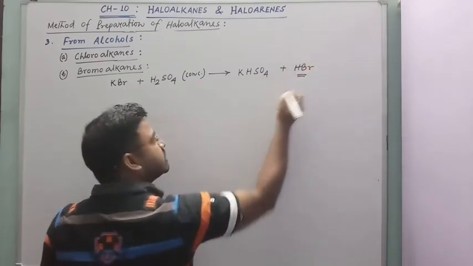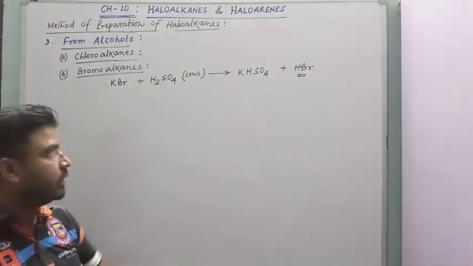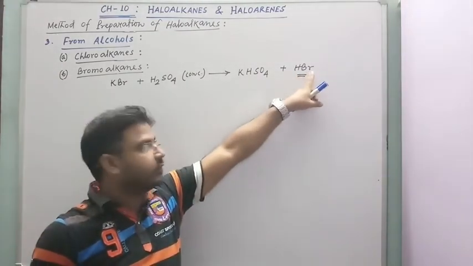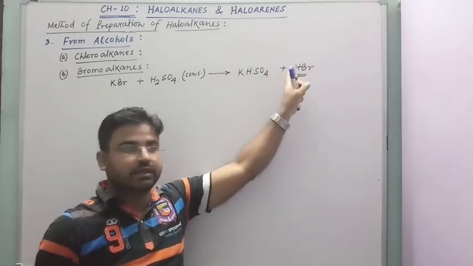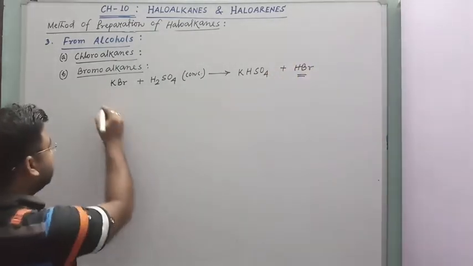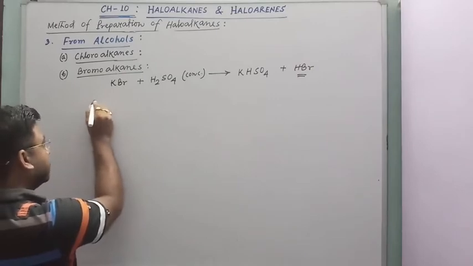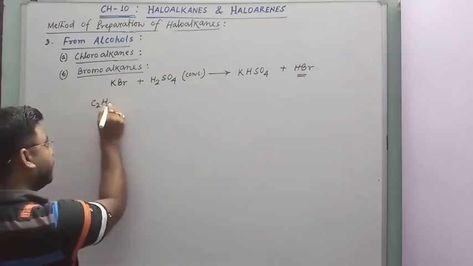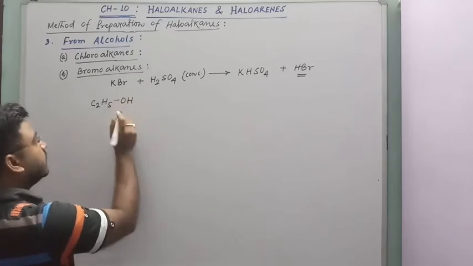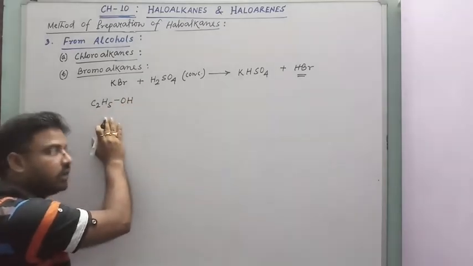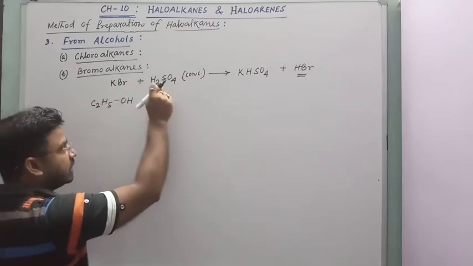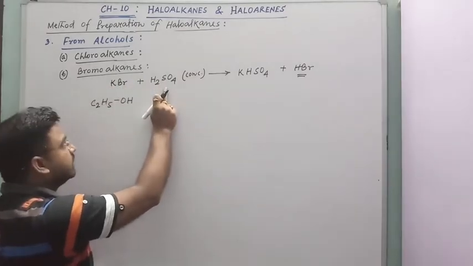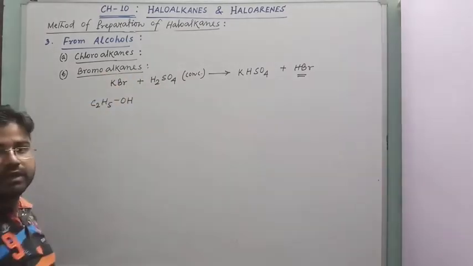Here HBr is produced in the reaction mixture. This HBr provides the acid catalyst. So hydrobromic acid reacts with alcohol, say C2H5OH, ethanol. When any alcohol is treated with a mixture of KBr and H2SO4, then bromoalkanes are formed.